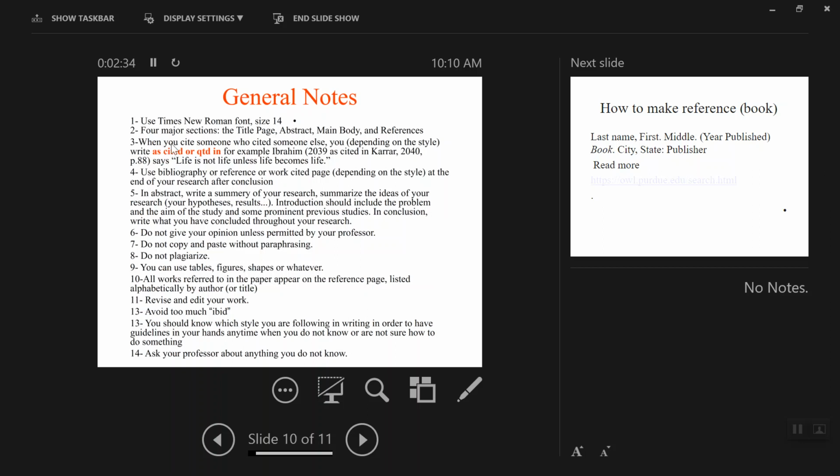This way. When you cite someone who cited from someone else, depending on the style, you write "as cited in", or "qtd.", or quoted. "As cited in" is APA style. "Qtd. in", as quoted, is MLA style. For example, Ibrahim, 2039, as cited in Kerrar.